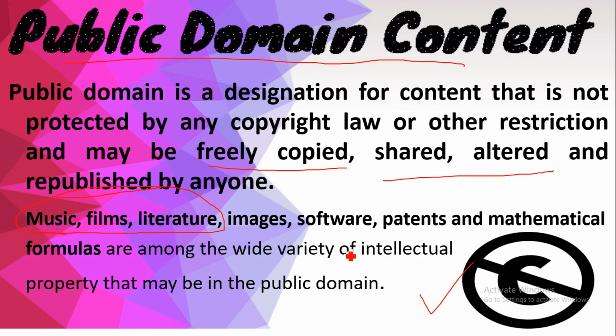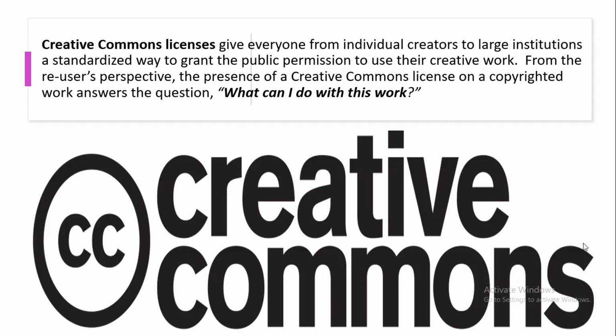Other than that, the software, patents, mathematical formulas which fall under this logo, it means this is public domain content. And the third one, which is the most important one, and we are going to learn about this, is the Creative Commons. We are going to learn what this means and how we can use it. So Creative Commons licenses give everyone from individual creators to large institutions a standardized way to grant the public permission to use their creative work. So if I'm putting my content under Creative Commons, then I'm allowing you to have a few permissions over my content so that you can use my content for your work.